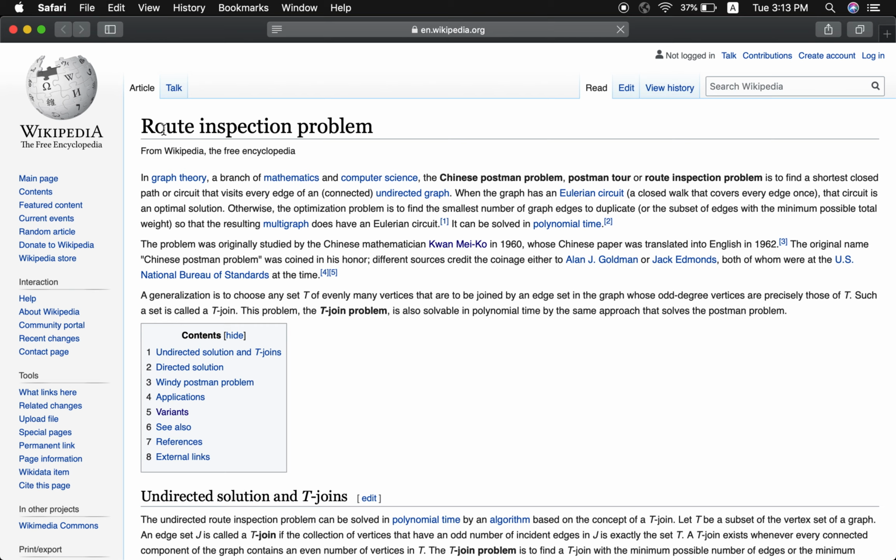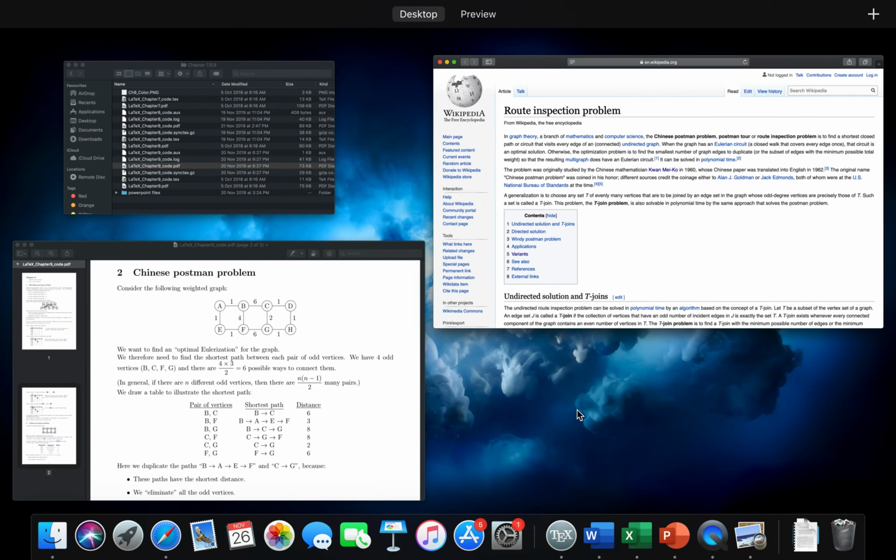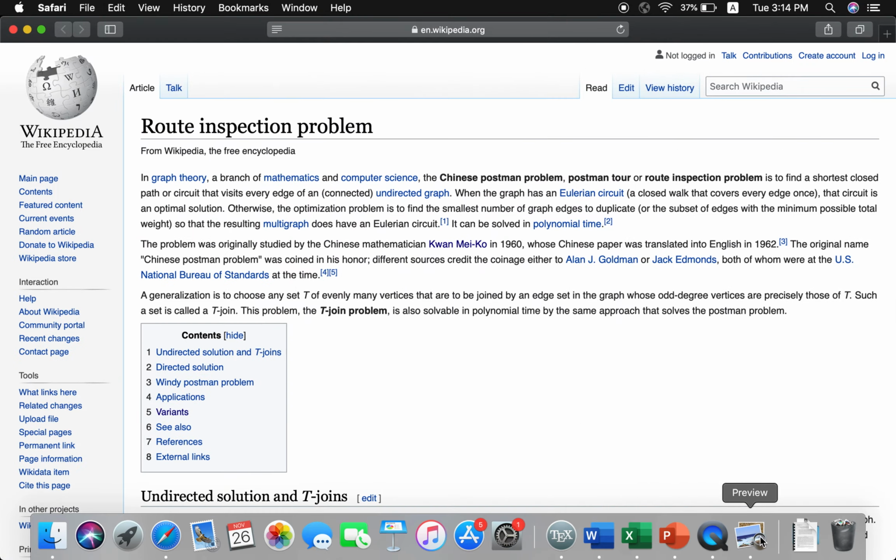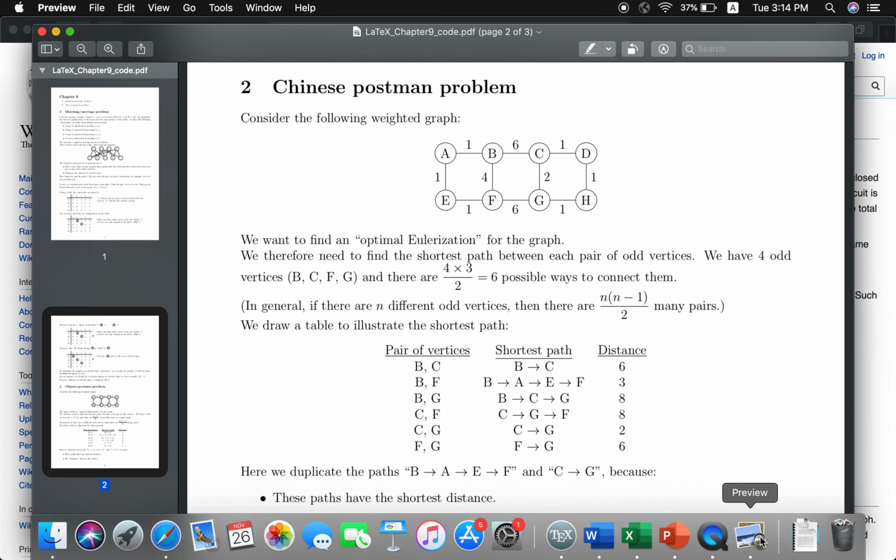Actually, there's another name for this problem, which is called the route inspection problem. So if you don't like Chinese postman problem, you can use that name, but the original name is coined in honor of this mathematician. You can click it and see what he did for this problem. That is just a history for it, and maybe I go back here. So we have the Chinese postman problem.